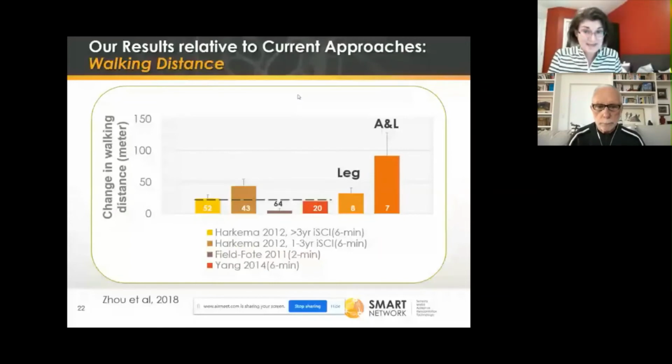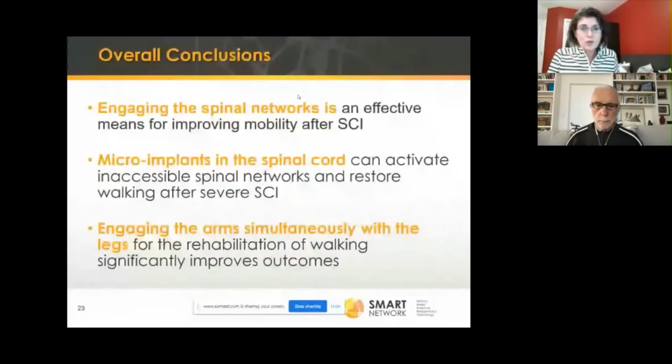And we are now looking into ways to translate these findings to rehabilitation centers where arm and leg cycling could benefit a wide range of persons with neurological conditions that affect their mobility. So to wrap up my talk, I hope that I convinced you that engaging the spinal networks is an effective means for improving mobility after spinal cord injury.